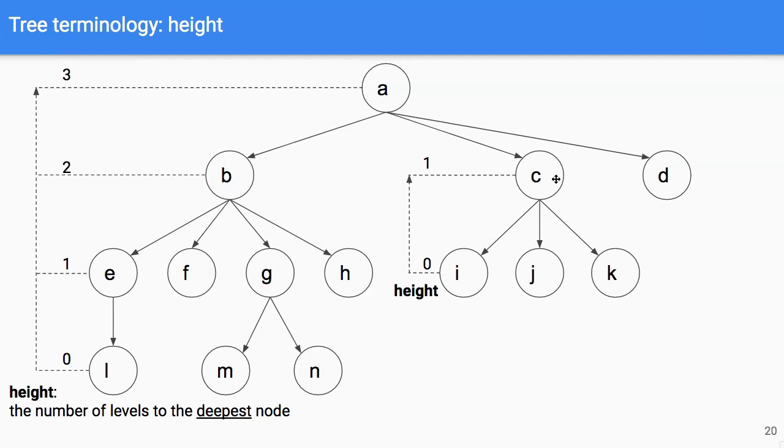But for the next one, pay attention to this. What about C? What is the height of C? The deepest node reachable from C is I, and C is just 1 level away from I. So C is only at height 1. One more: if you look at the node D, D is at the very bottom. There's nothing below D, so D itself is at height 0. I think that's all the terminology that we need to know about trees.